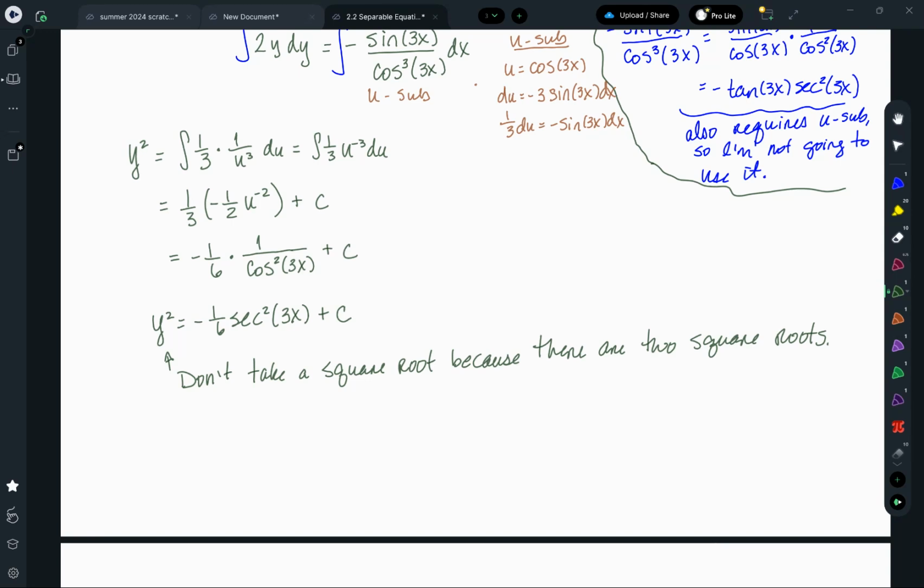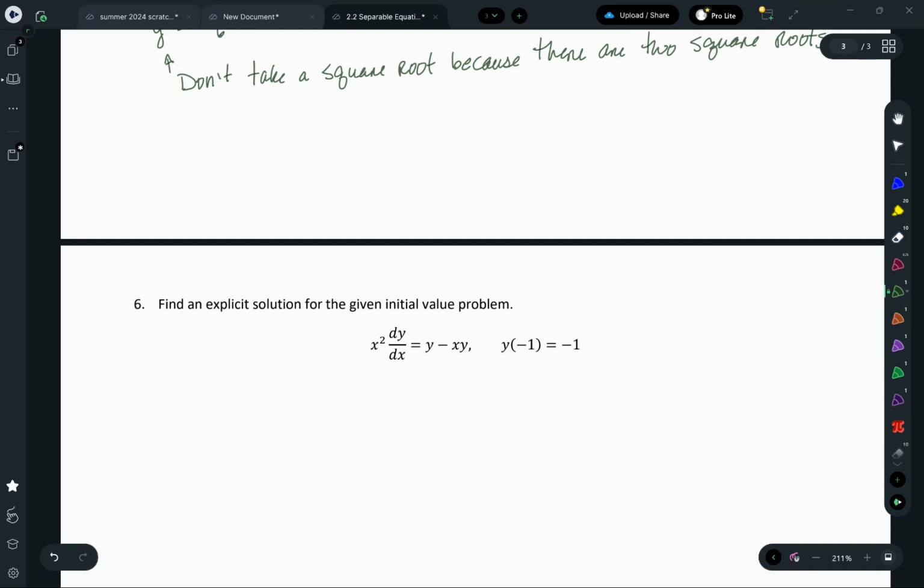Chances are a problem like this in WebAssign will not ask you for an explicit solution, because it knows that there are actually 2 explicit solutions. Okay? All right, one more problem, and then we'll be done with this section.